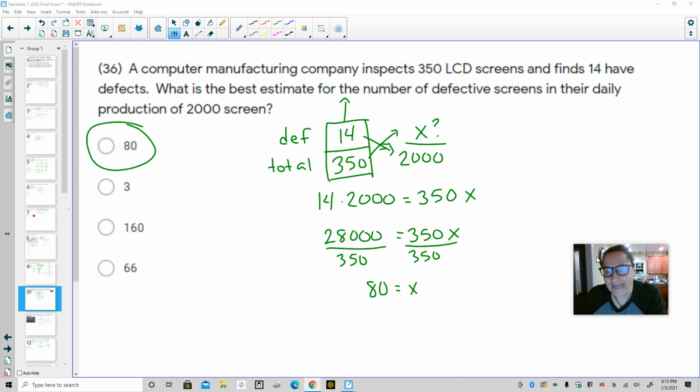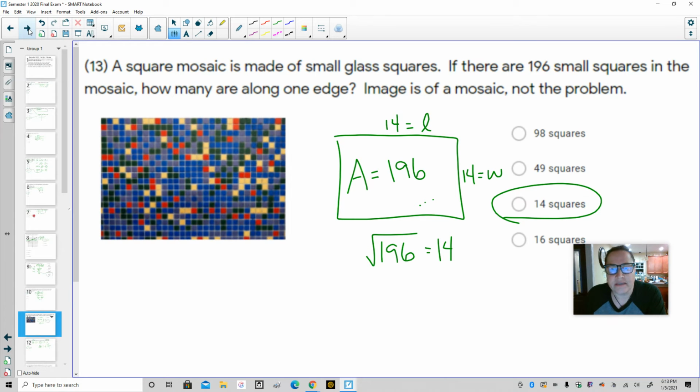A square mosaic is made up of small glass tiles. If there are 196 small squares in the mosaic, how many are there along one edge? So we know that the area is 196, each one of those squares, which would be 14 times 14. Remember, you're looking for area, not perimeter.